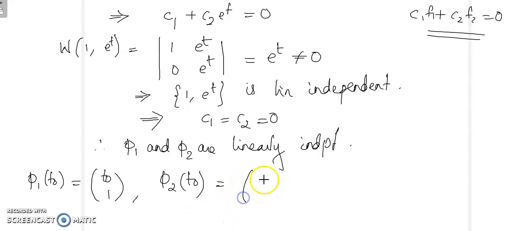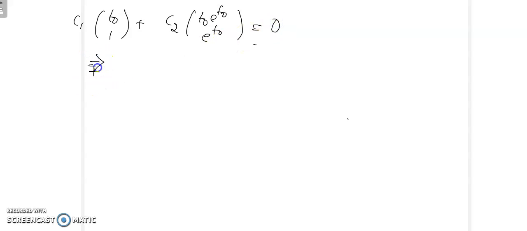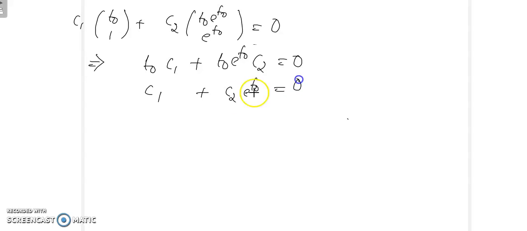Now phi 1 of t naught is (t naught, 1) and phi 2 of t naught is (t naught e raised to t naught, e raised to t naught). So again let us look at c1 (t naught, 1) plus c2 (t naught e raised to t naught, e raised to t naught) equal to 0. So that gives us the equations t naught c1 plus t naught e raised to t naught c2 equal to 0, and c1 plus c2 e raised to t naught equal to 0.